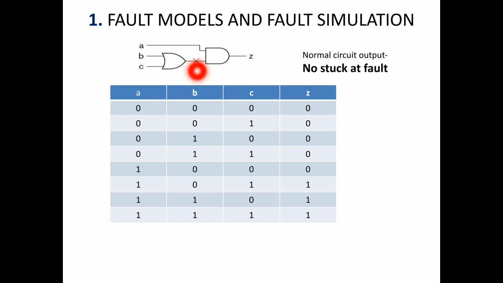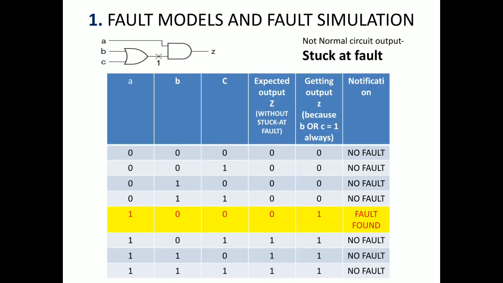Next we will consider the stuck-at 1 fault. No stuck-at fault is considered in the previous case. Now we will take this stuck-at fault condition. This is not a normal circuit. The output of the OR gate is stuck at 1, always, for all the time.